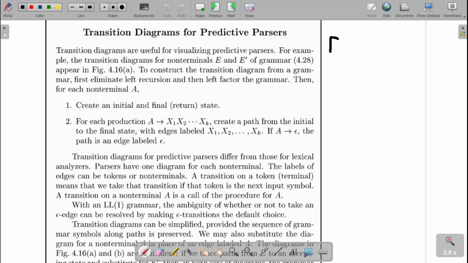The first production in that grammar, E derives T E dash, after eliminating the left recursion. And E dash derives plus T E dash.